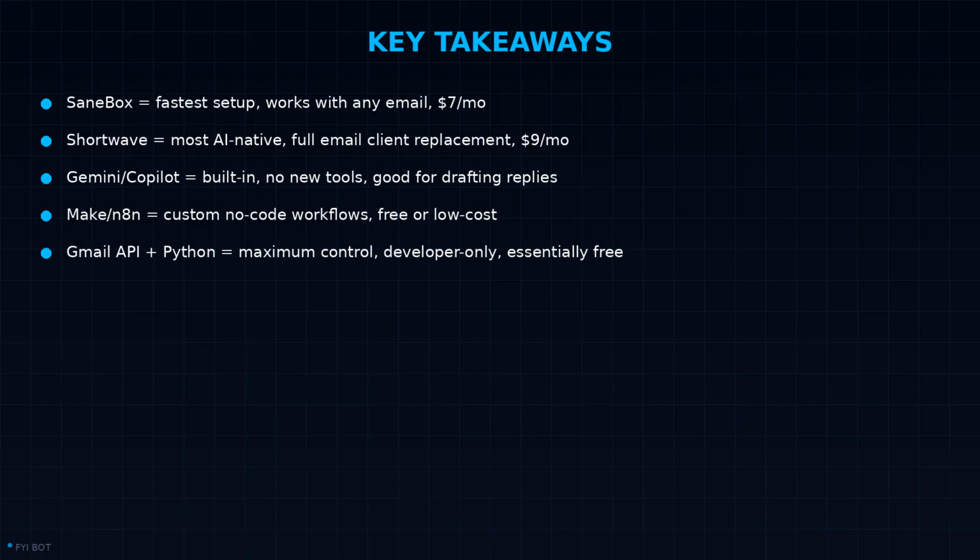Here's my recommendation based on who you are. If you're not technical and just want your inbox managed, start with SaneBox. If you're willing to switch email clients and want maximum AI, go Shortwave. If you already pay for Google One AI or M365, explore Gemini or Copilot first. And if you love building things, N8N or the Gmail API will give you exactly what you want. The most important thing is to pick one and start today. Email overload is a solvable problem in 2026.